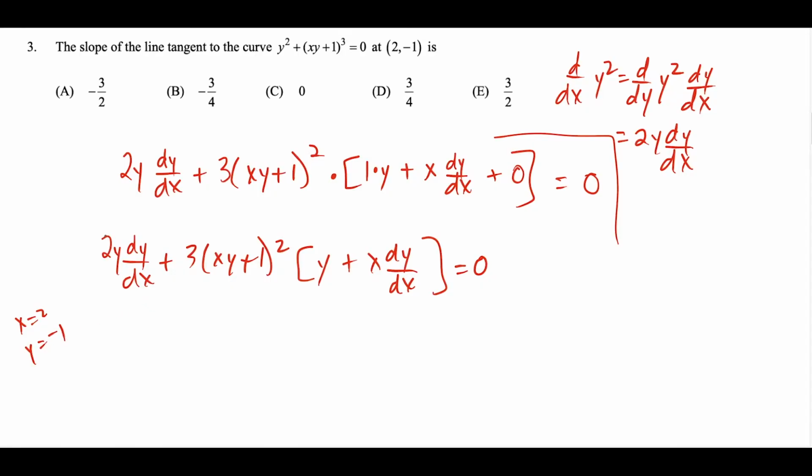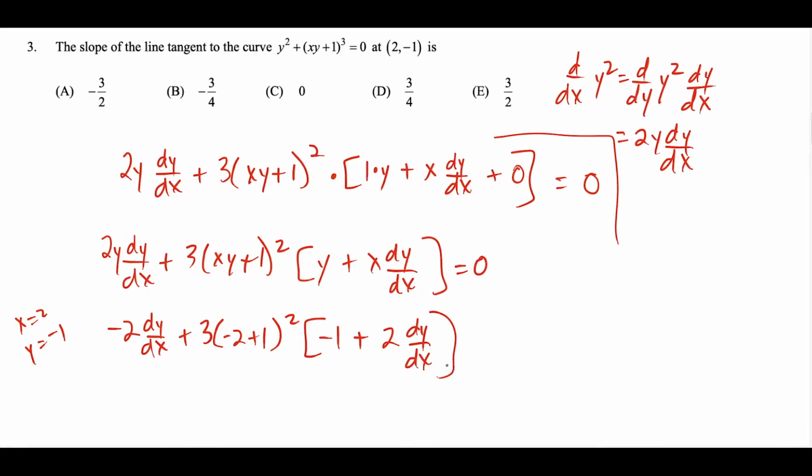So if we plug in here, I have 2 times negative 1 is negative 2. So I have negative 2 dy/dx plus 3 times, and now I have x times y, 2 times negative 1. So that's negative 2 plus 1, and that's being squared. And then y is negative 1, and we have plus x is equal to 2 dy/dx, and this is all equal to 0. So now we just have to simplify things, but notice negative 2 plus 1 is equal to negative 1, and negative 1 squared is positive 1. So this is negative 2 dy/dx, and now we have 3 times positive 1 after we do negative 1 squared, so we have plus 3 times, and we have negative 1 plus 2 dy/dx equals 0.